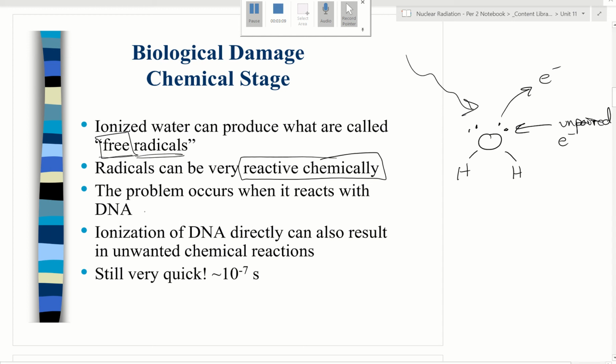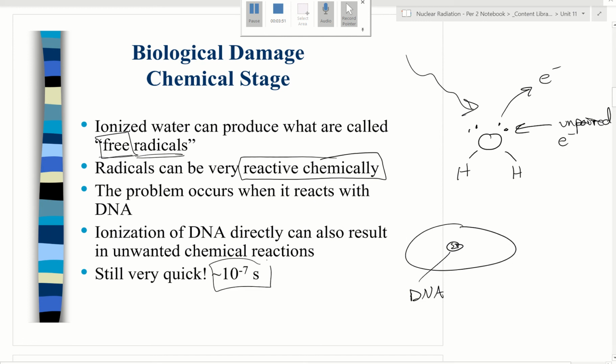The problem occurs when these free radicals are within a cell, and inside our cell is our DNA, and those free radicals start to damage DNA. A free radical inside your body, inside a cell, bouncing around, might cause a chemical reaction that's unwanted, but more than likely it's not going to be too damaging. However, if it damages the DNA, ionizations to the DNA are going to be considered a bad thing. So the ionization that takes place in the physical stage could be of the DNA itself, or it could be in water, and then the water can damage DNA.